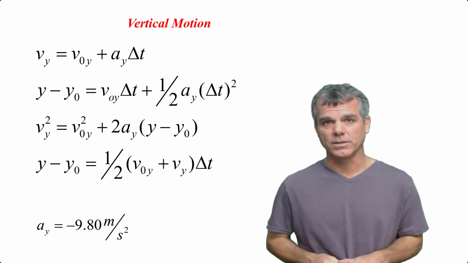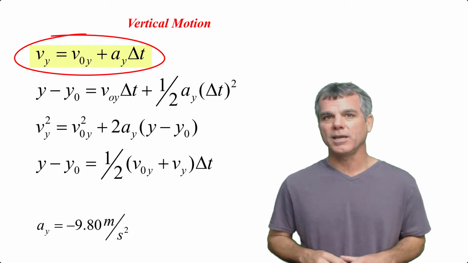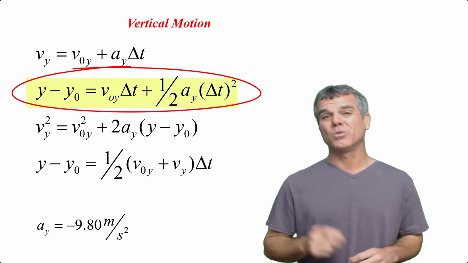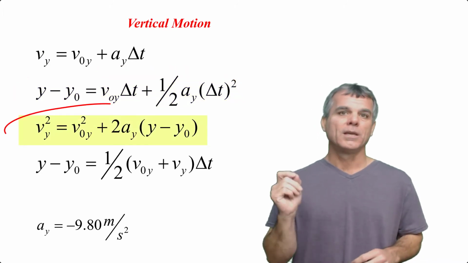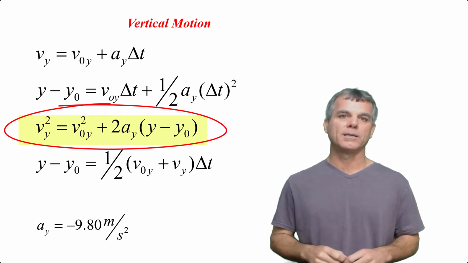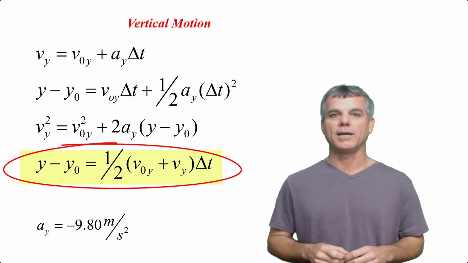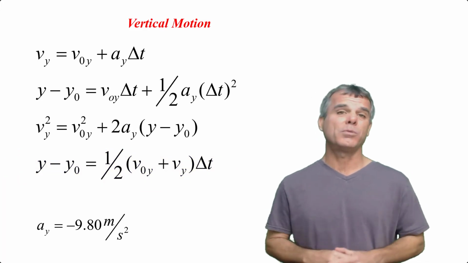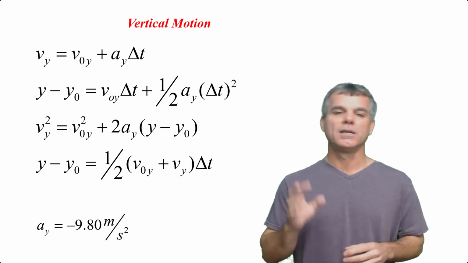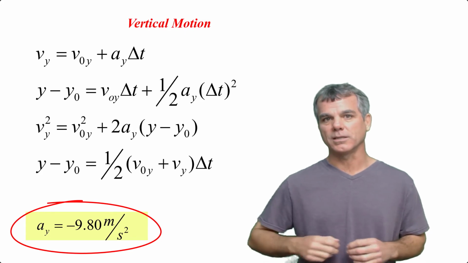There is no difference. So our four big equations, we have Vy equals V naught y plus ay delta t, y minus y naught equals V naught y delta t plus 1/2 ay delta t squared, Vy squared equals V naught y squared plus 2ay times (y minus y naught), and y minus y naught equals 1/2 times (V naught y plus Vy) times delta t. Those all still apply, and we know that near the Earth's surface, if there is no air resistance, the acceleration is ay equals negative 9.8 meters per second squared.